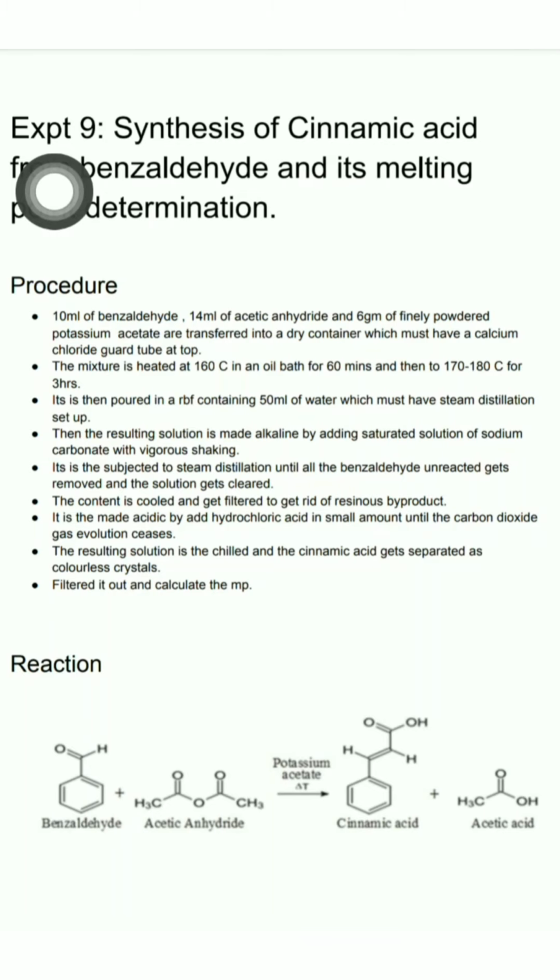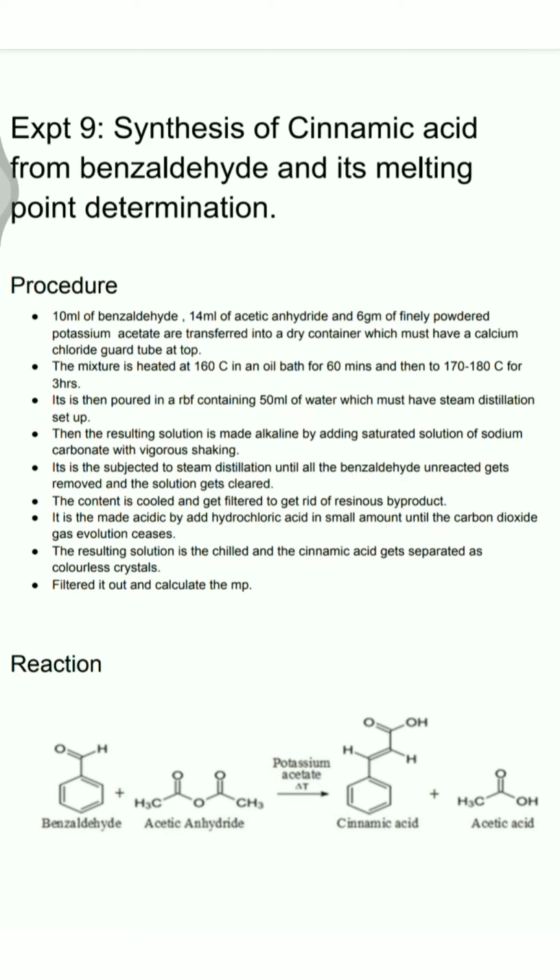Hello everyone. Today we came up again with our ninth experiment of the virtual lab, that is the synthesis of cinnamic acid from benzaldehyde and its melting point determination. First and foremost, we will concentrate on the principle behind the mechanism of the reaction. This reaction is basically known as the Perkin reaction.